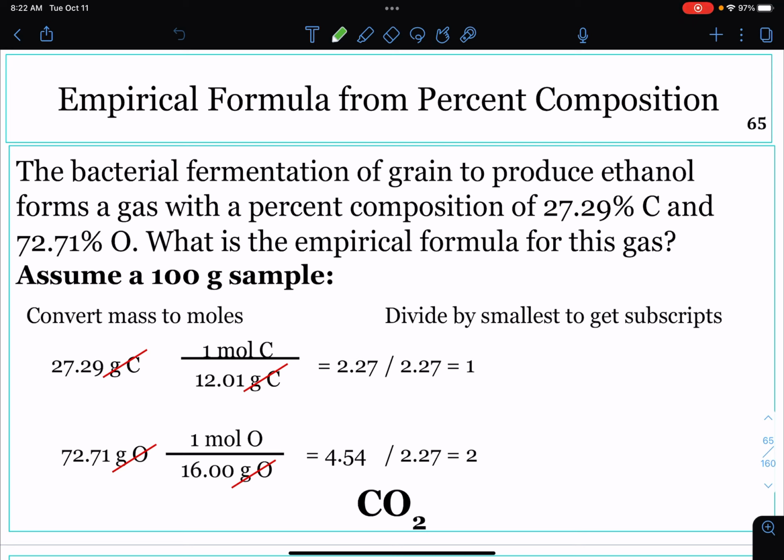We know that carbon dioxide is a product of grain fermentation. However, the empirical formula is just the simplest whole number ratio of the molecular formula, so often it is not the same as the molecular formula. Let's try the next example problem.